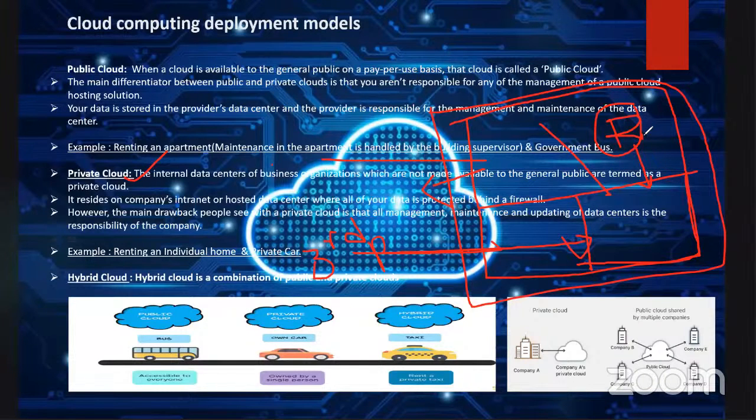Here the concept is, when you compare with the on-premises, Reliance was handling this data center. But when it comes to the private cloud, Reliance will not come and handle this data center. Some other third-party cloud provider will handle this data center. That's the difference between the on-premises and the private cloud.